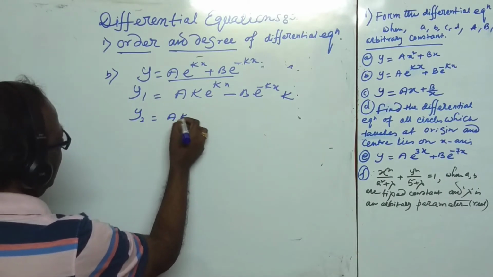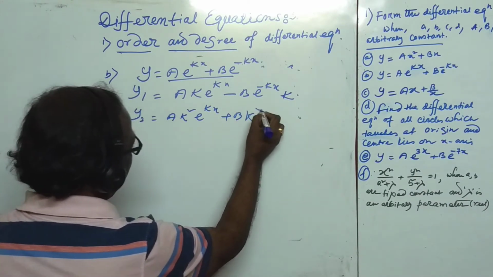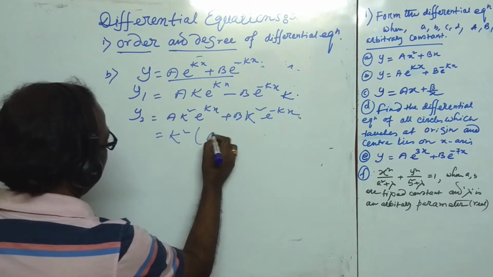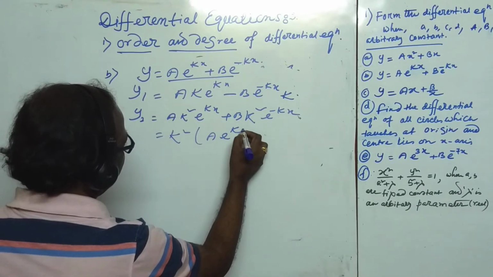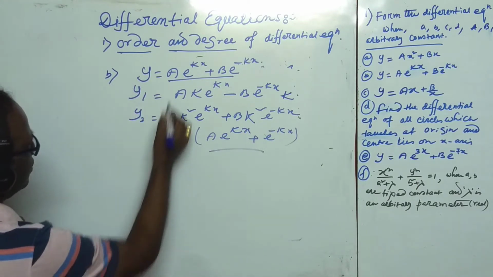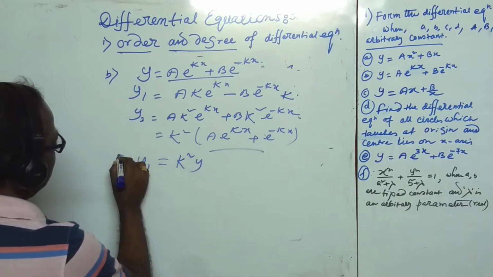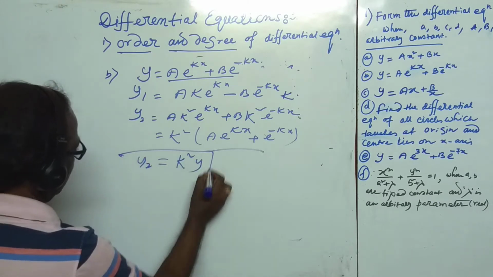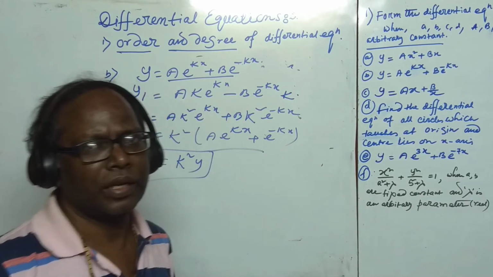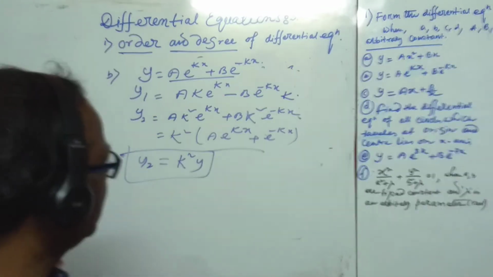a k square e to the power kx, b k square e to the power minus kx. Taking k square common, you get the previous expression. So it comes out easily: k square into y. This is y2. This is a differential equation where a, b, the arbitrary constants, are eliminated.